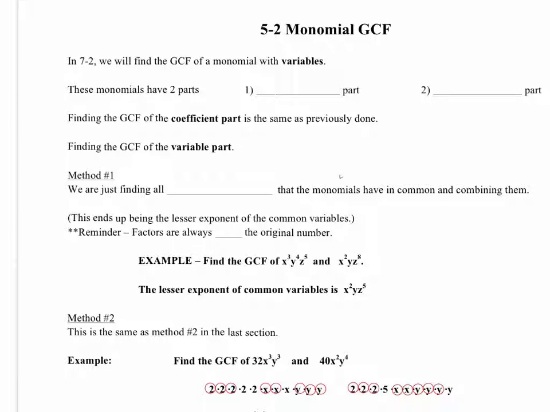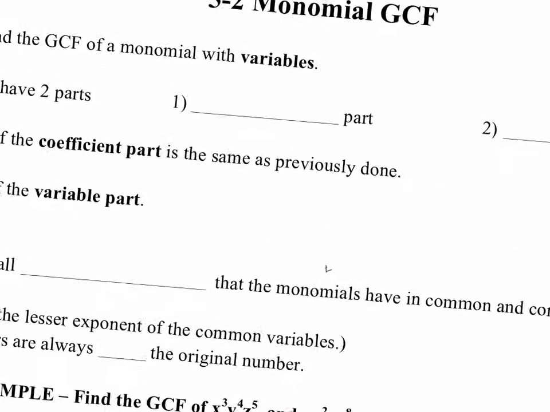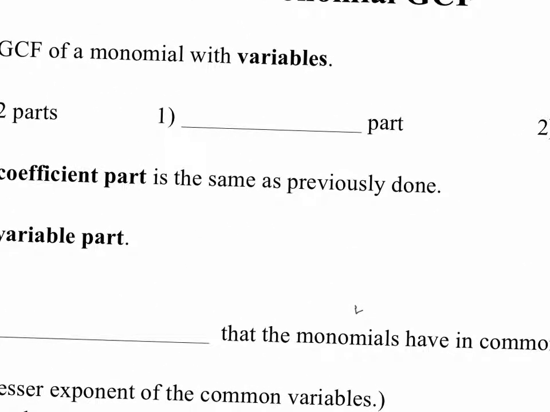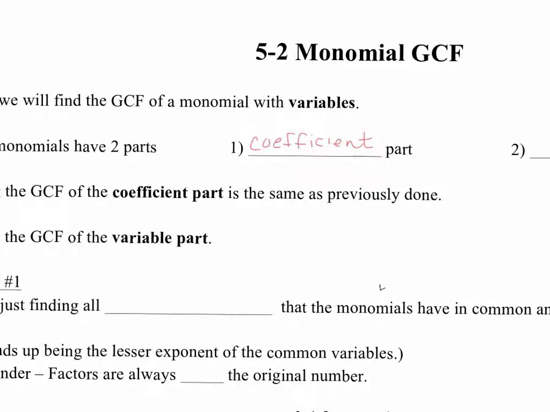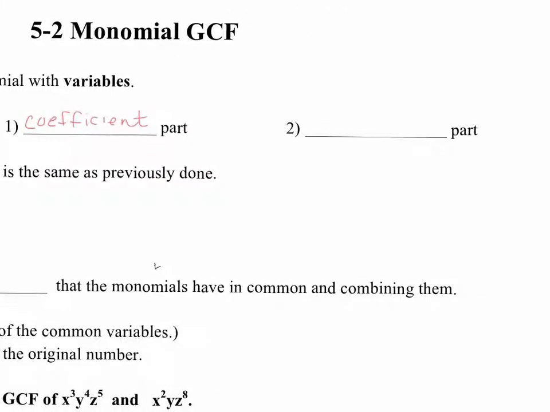These monomials have two parts. The first part is the coefficient. And the second part is the variable part.